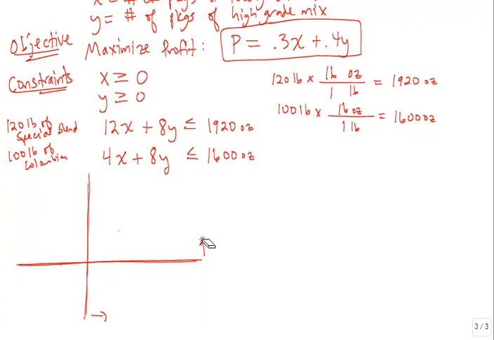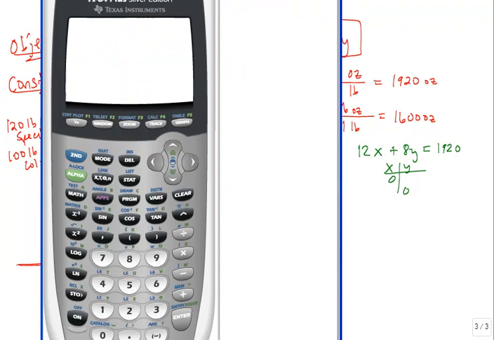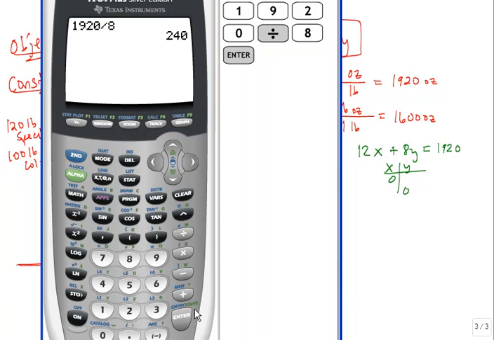So if we look at the first one here, let me just do a little bit of scratch work. If we take this first equation, 12x plus 8y equals 1920, we're just going to find a couple of intercepts in order to graph it. So we're going to let x be 0 and we're going to let y be 0. So if I let x be 0, this goes to 0, and we're trying to figure out what 1920 divided by 8 is. So if we pull up our calculator and do 1920 divided by 8, we get 240.